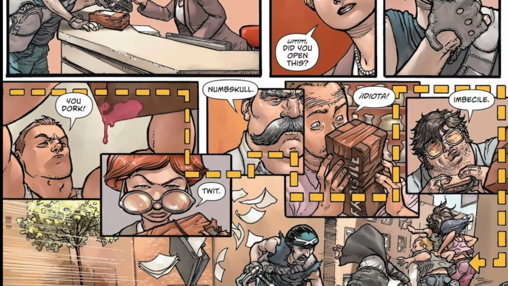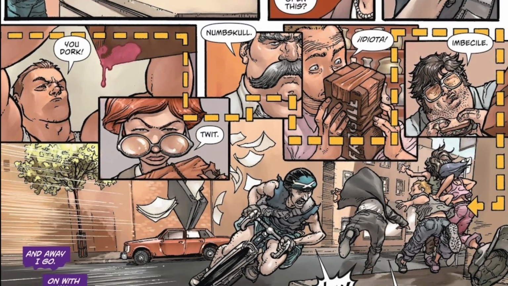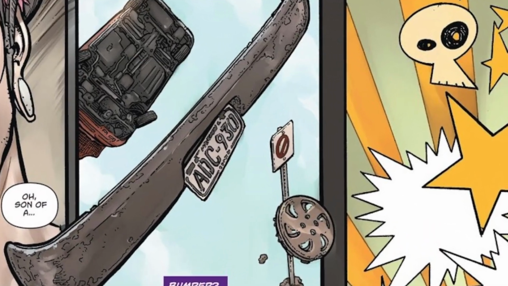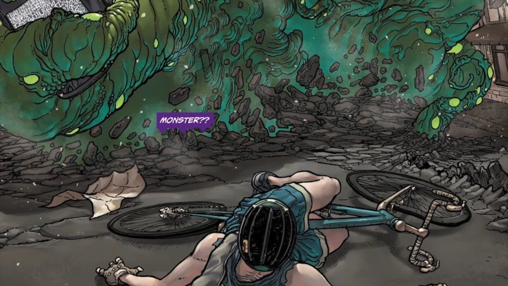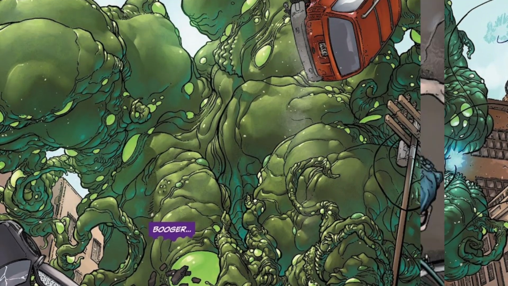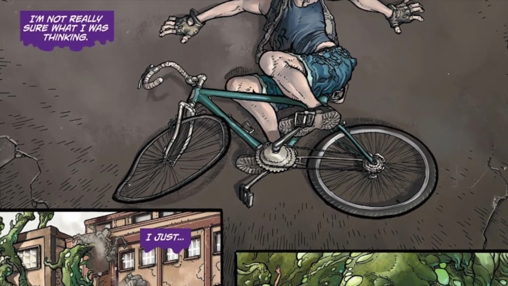But he doesn't care. And as he makes a final turn at breakneck speed, he collides with a flying bumper and is knocked to the ground. He looks up and sees what can only be described as a giant booger monster, crushing cars and wrecking the neighborhood. He wasn't sure what he was thinking in that moment, but he just snapped.